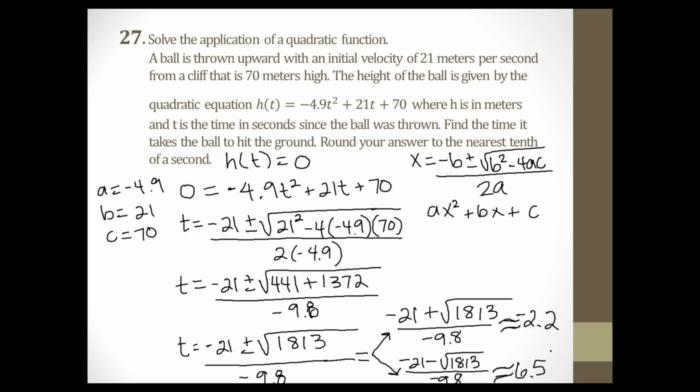Now those are two answers. Which one do I want? We don't want the negative value because it says find the time, and there's no negative time. So we want the positive value. That's telling us that it's going to take the ball 6.5 seconds to reach the ground.